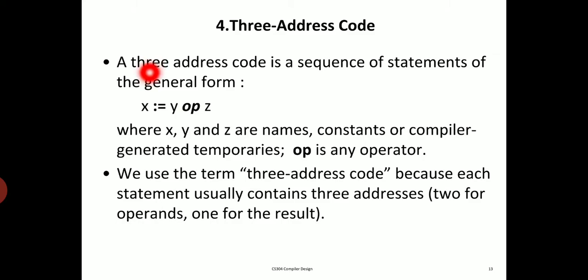That means this is the result x, and the operator is op and its operands are y and z. Maximum 2 operands, and 3 addresses, that is x can be stored in one address, y in another address, z in a third address. So 3 addresses maximum possible. It's one operator, and along with that operator we can also use the assignment operator. That is why the name 3 address code. So all the statements will be of the form x equal to y op z, a maximum of 3 operands.